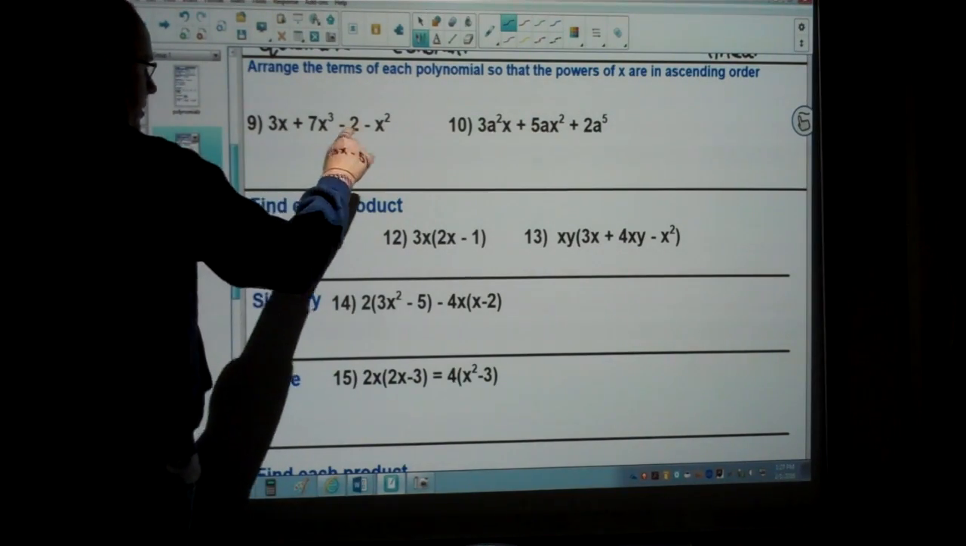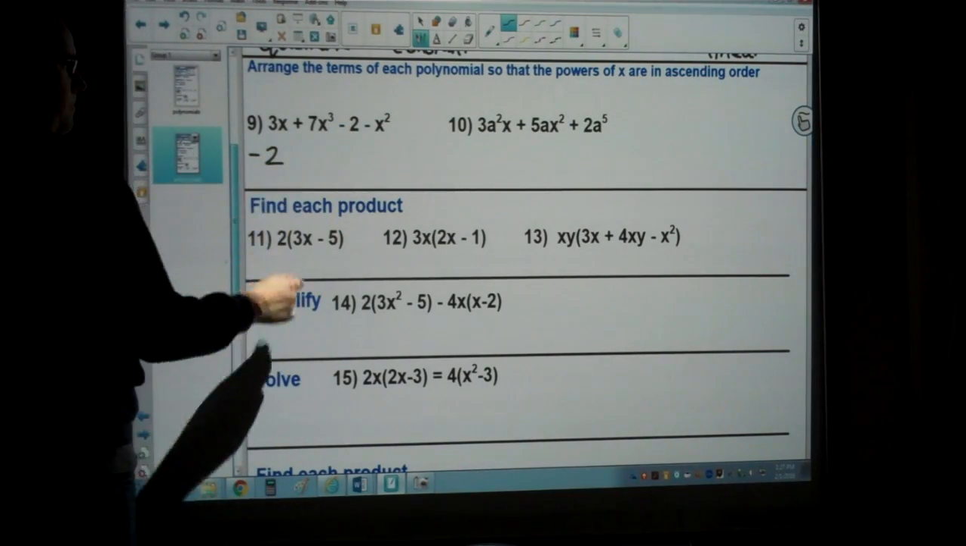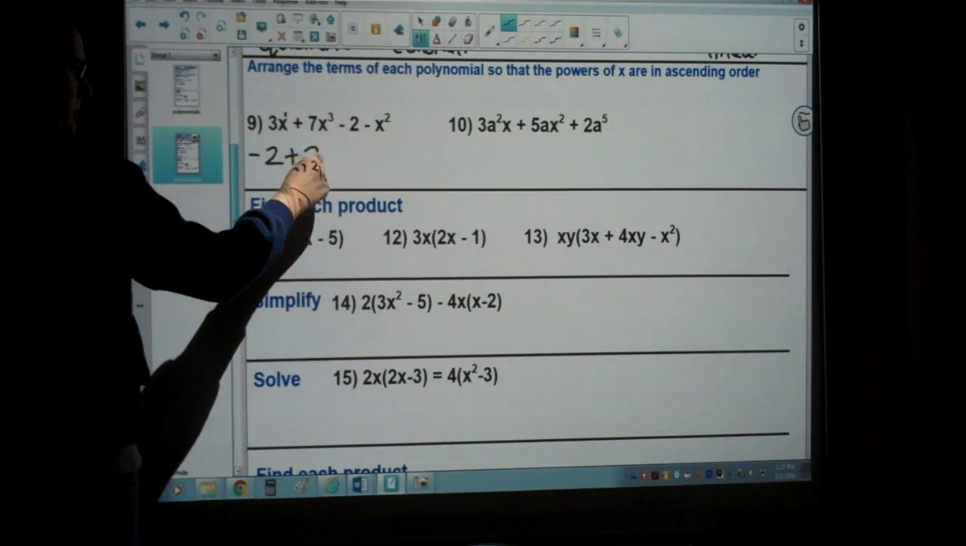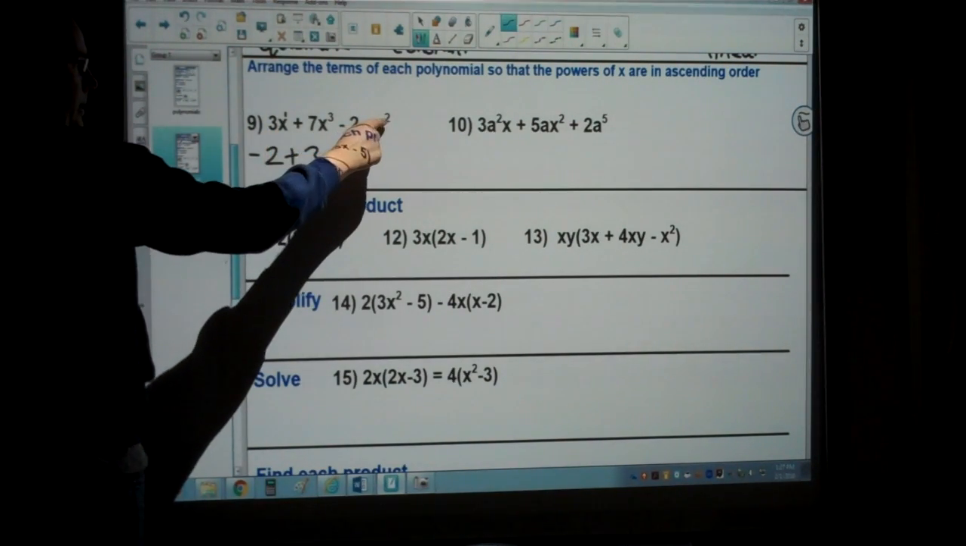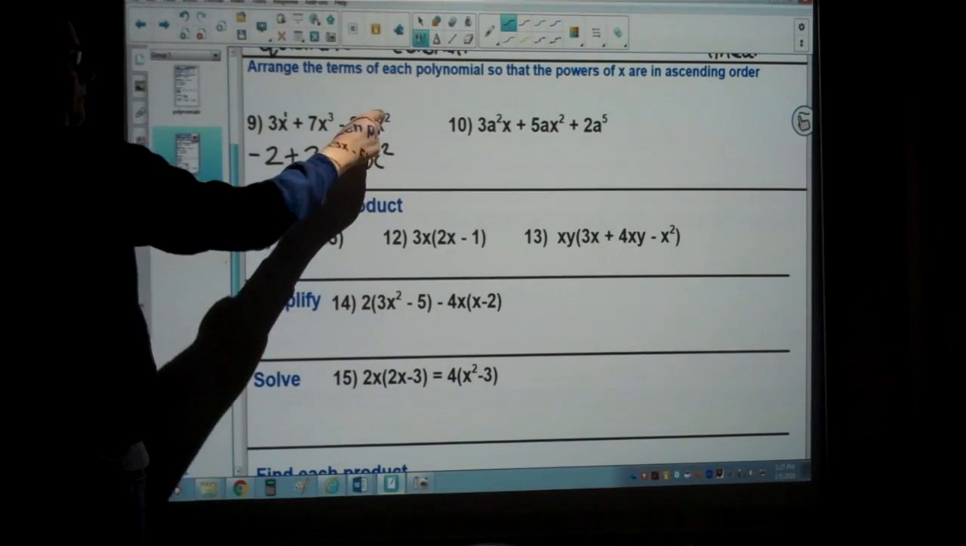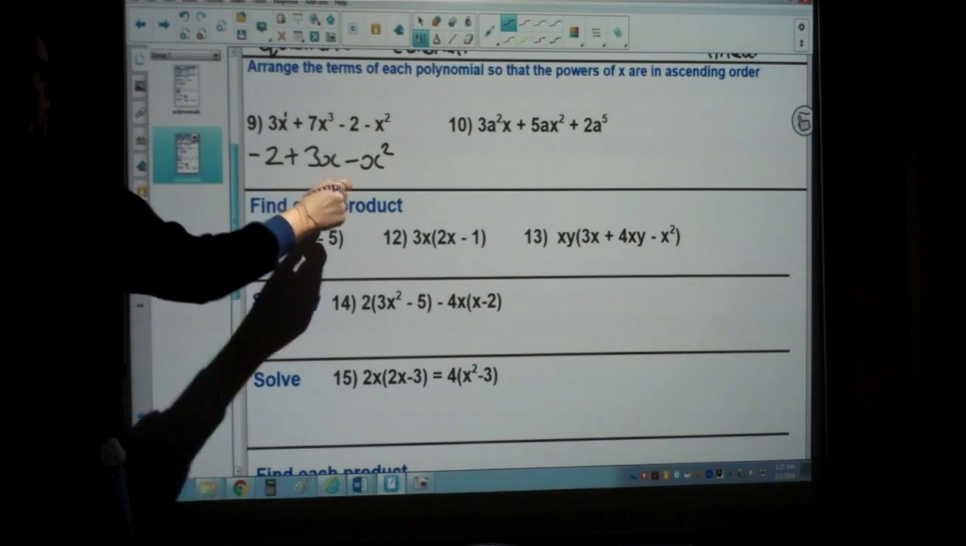So I'm looking for my constant term first, so negative 2. And this one has a power of 1, so this goes next. Now there's no sign in front of this, which means it must be positive. Next term is a degree of 2. Notice I'm taking the sign in front of the term as well. And then 3 is the last one.